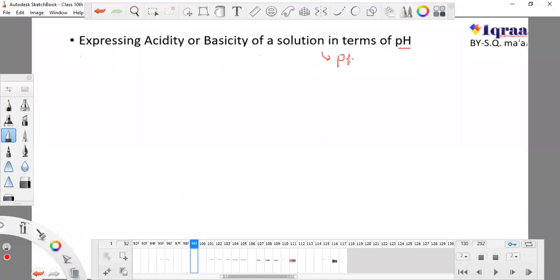Now what is this pH? We have read about pH so many times and in so many places. So what is this exactly? What is this pH? Now we are going to clear up everything about pH.